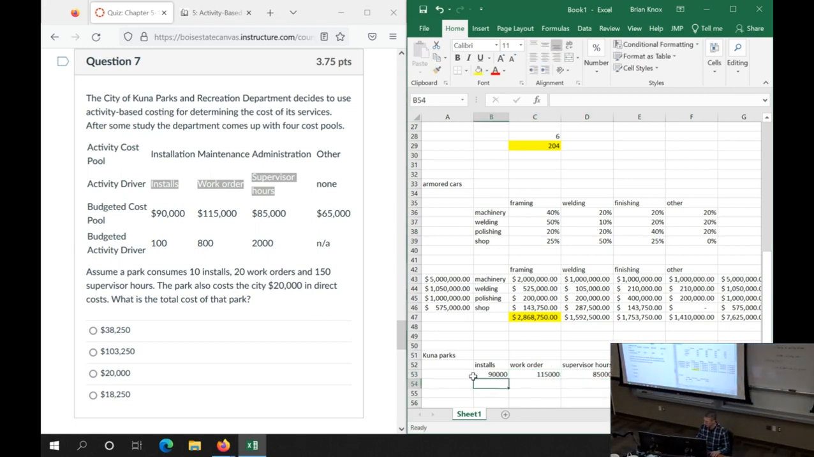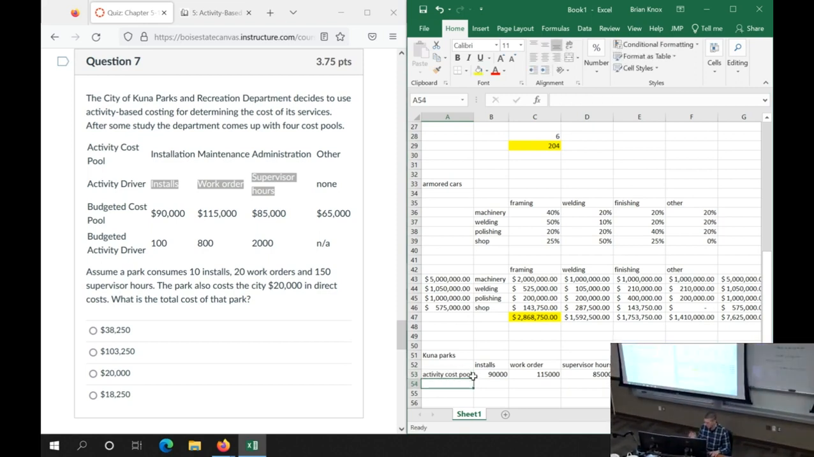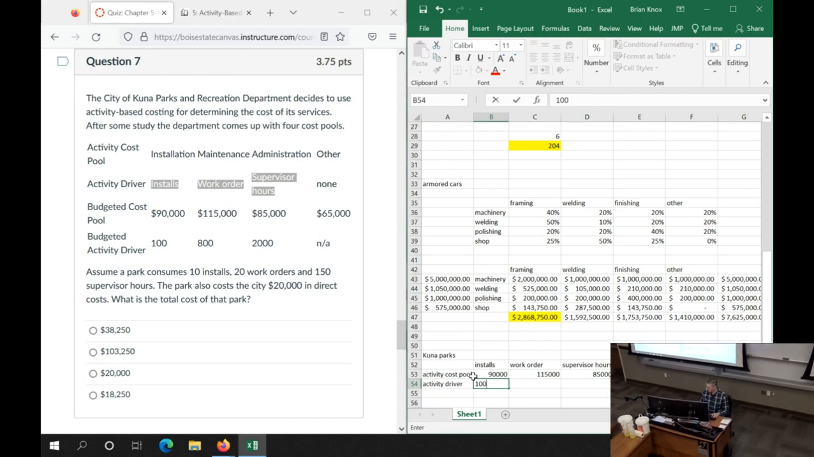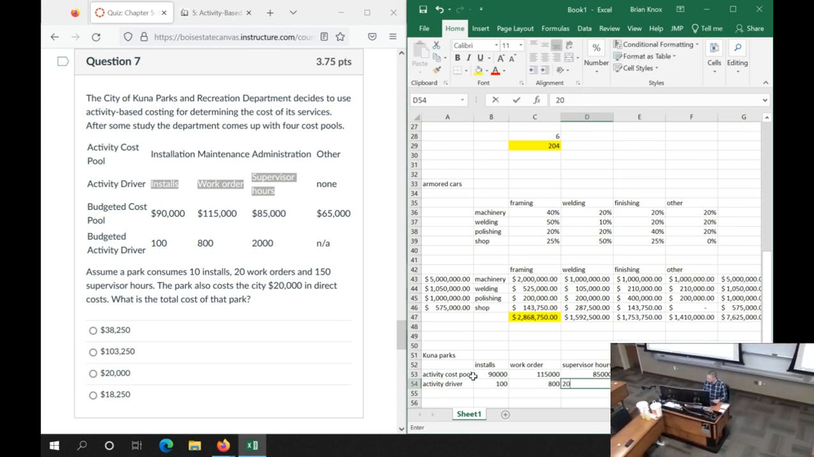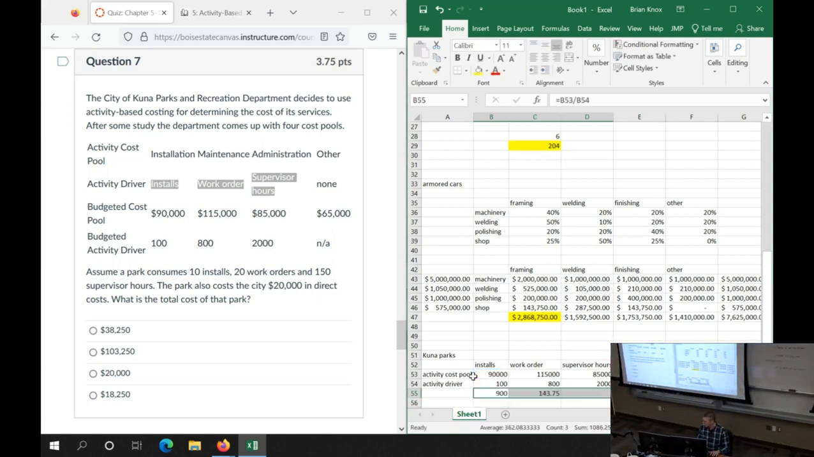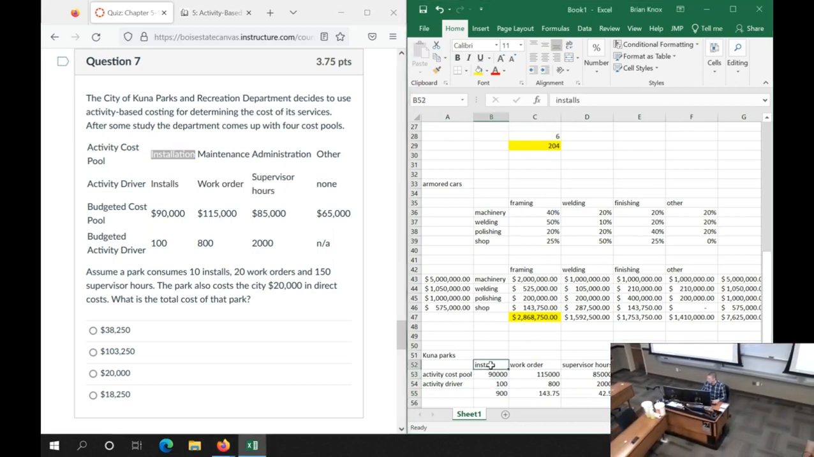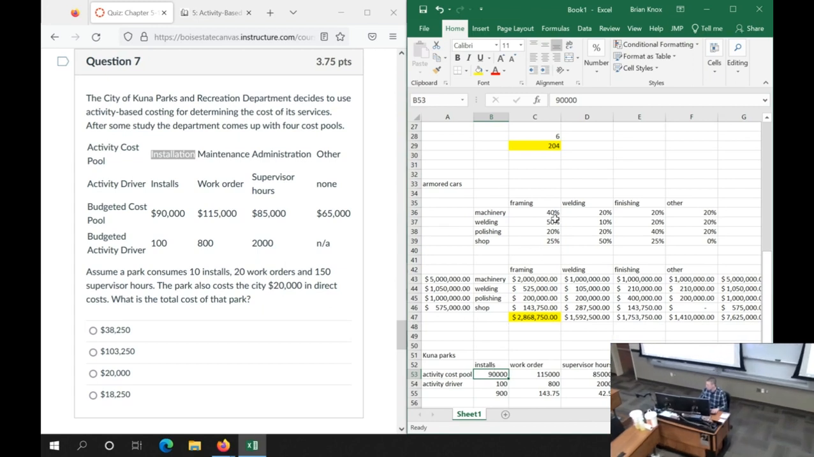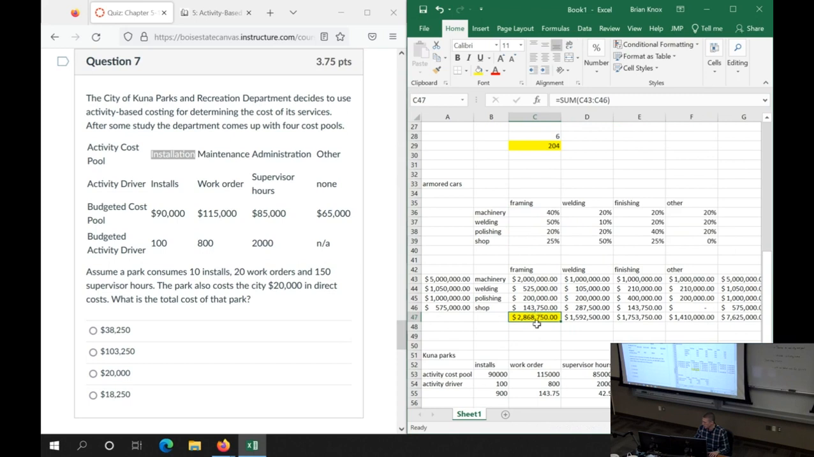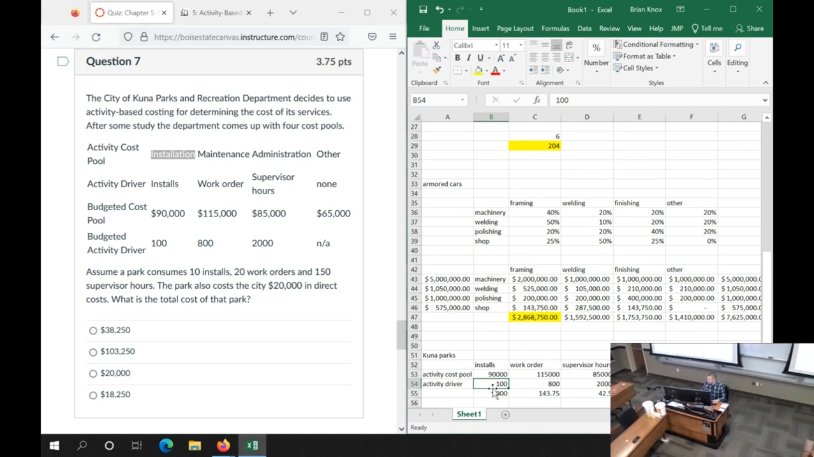Okay. And for each driver we have the budgeted amount, but that doesn't really matter to me right now. And the amount of activity driver expected. Total activity driver. And we're going to divide these to get activity rates. Okay, so for the installation activity, our driver is installs. We have $90,000 in the activity cost pool because we already did all this business and $90,000 was in the bottom of the column, the sum of the column. That's that $90,000. And we expect 100 installs this period. It's the budgeted activity driver. So for each install, we're going to charge $900.